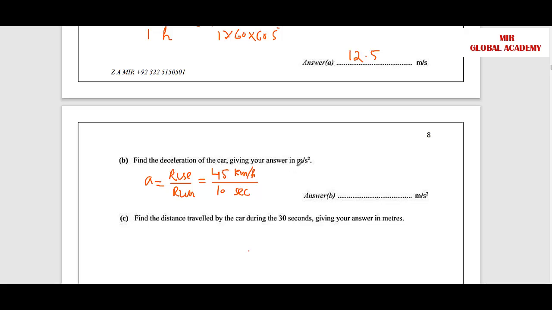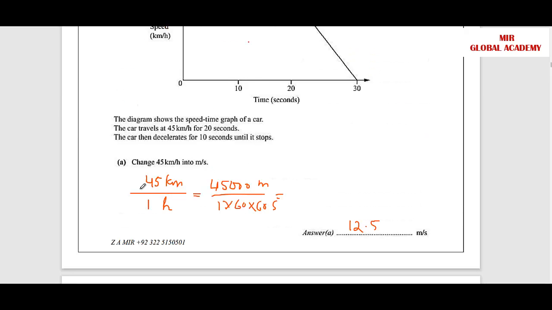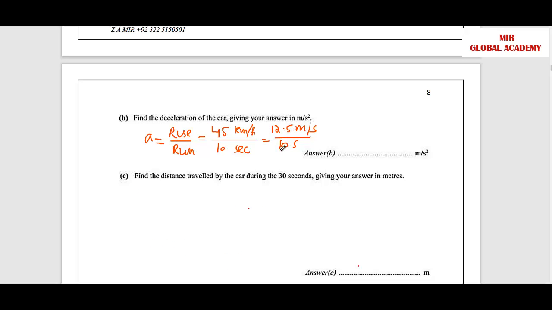But the problem is that we have to give the answer in meter per second square, but speed is in kilometer per hour. So we have to convert this 45 km per hour into meter per second, which we have already done in the previous part of the question. It is 12.5 meter per second. So it is 12.5 over 10, that is 1.25 meter per second square.